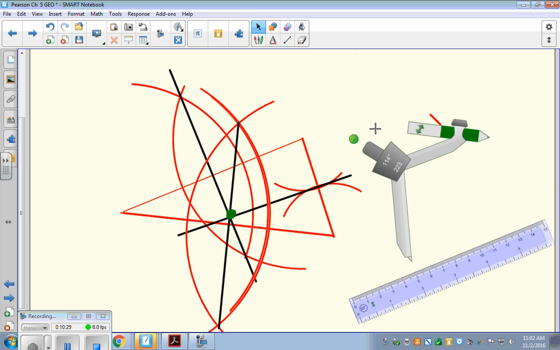So you're finding the perpendicular bisectors of each line of your triangle. My black lines are those perpendicular bisectors. My red arc marks are how I'm finding the perpendicular bisectors. Once those perpendicular bisectors intersect at this green mark right here, that is the center of my circle. It is not smack dab middle of my triangle, but it is the middle of my circle that I'm going to create.